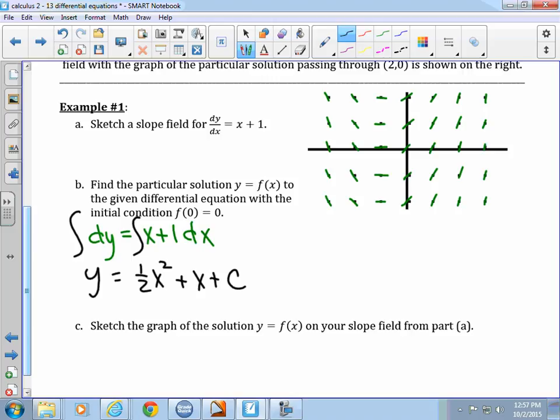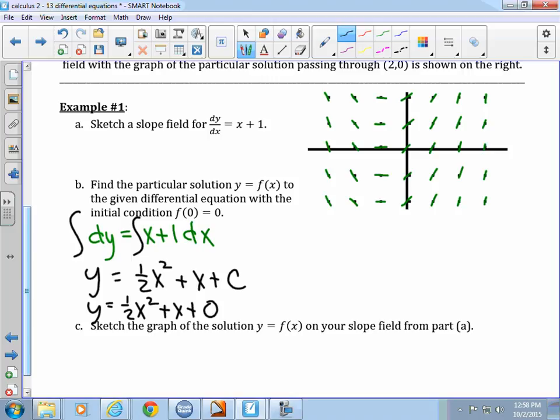At (0, 0), what would C be? 0. At (0, 0), it would be 0: 0 for x, 0 for y. C is just, disregard it. Don't worry about it. So this is the particular solution.